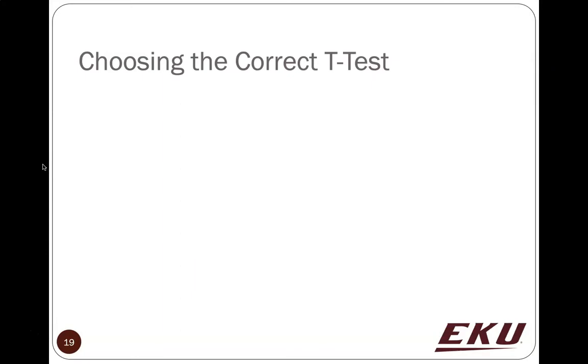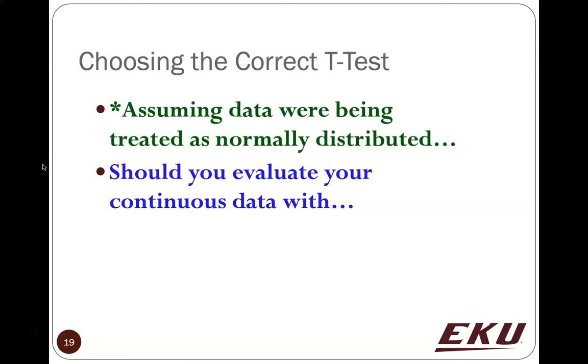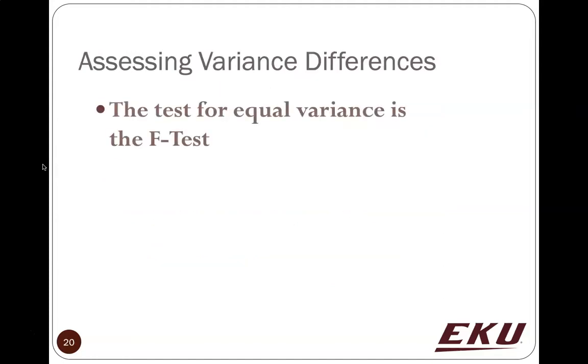Now, when we're doing the correct t-test, we should first evaluate our data with respect to those columns: are they normally distributed? Assuming that they are, then you would also be interested in assessing their variance. So should we do the t-test for unequal variance or the t-test for equal variance? Answering that question is very easy to do once we do the test for equal variance. The F-test is what that is called.